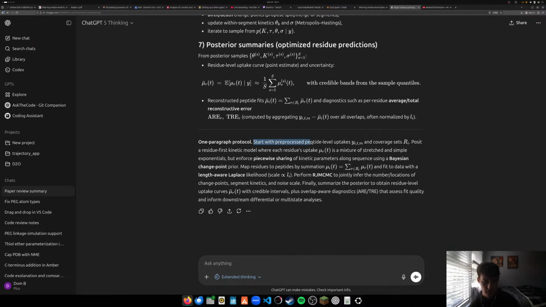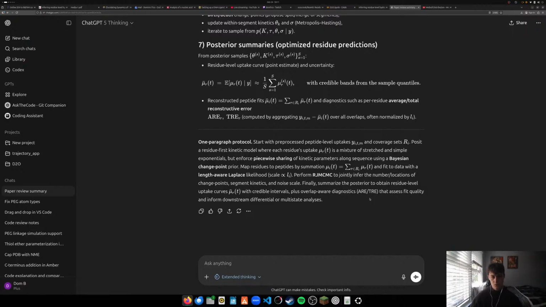One paragraph protocol. Start with preprocessed peptide uptake and coverage sets. Posit a residue-first kinetic model. It's a mixture, but with forced piecewise sharing of kinetic parameters along the sequence using a Bayesian change point prior. Map residues to peptides by summation and fit the data to jointly infer the number and location of change point segments. Finally, summarize the posterior to obtain residue-level uptake curves with credible intervals, plus overlap-aware diagnostics of fit quality and inform downstream differential or multi-state analysis.